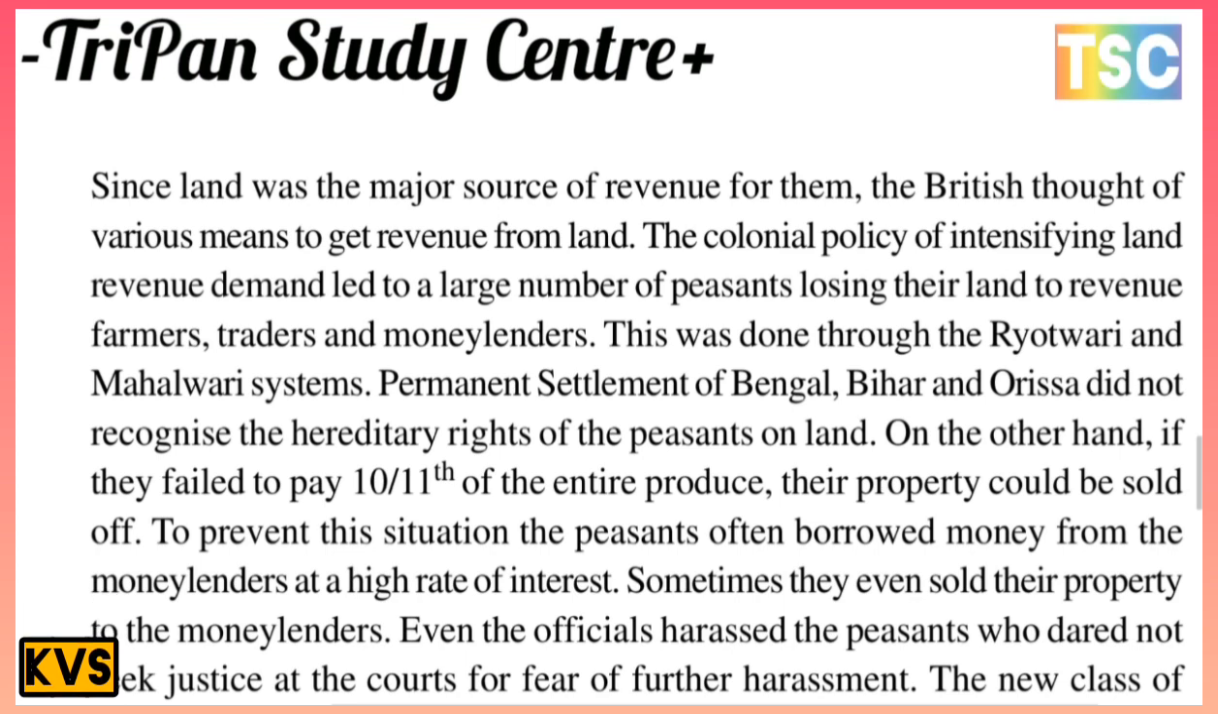Since land was the major source of revenue for them, the British thought of various means to get revenue from land. The colonial policy of intensifying land revenue demand led to a large number of peasants losing their land to revenue farmers, traders, and moneylenders. This was done through the Ryotwari and Mahalwari systems. At this time, two systems were established here: the Ryotwari and Mahalwari systems.